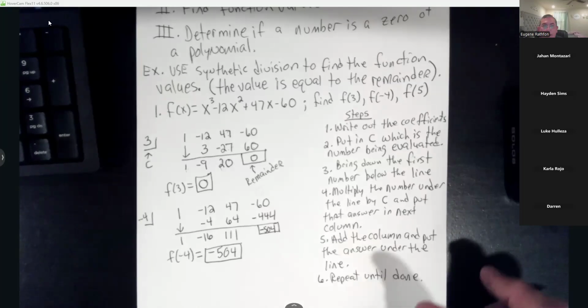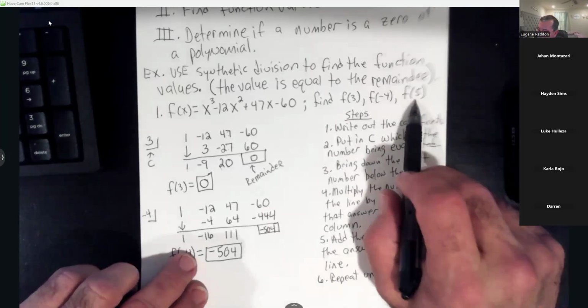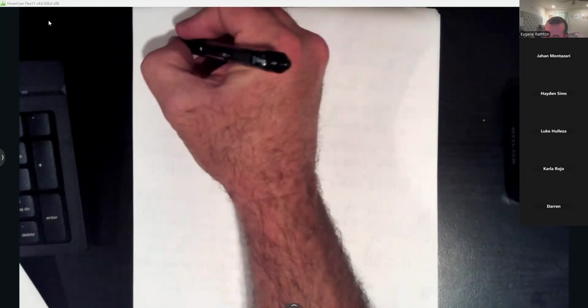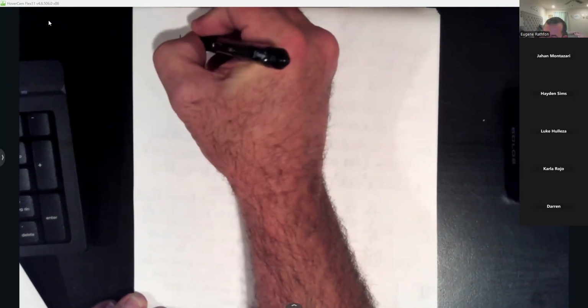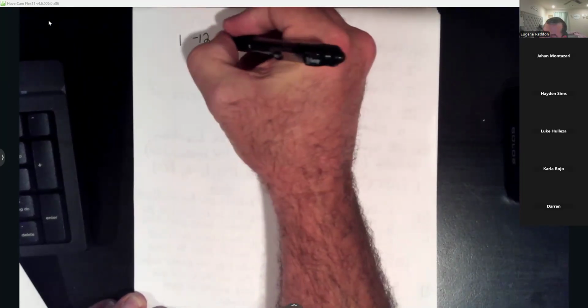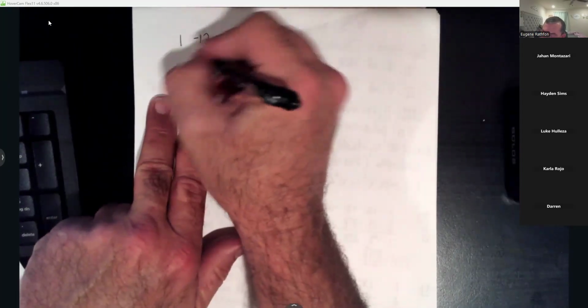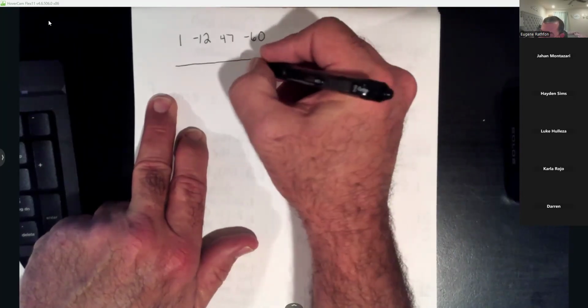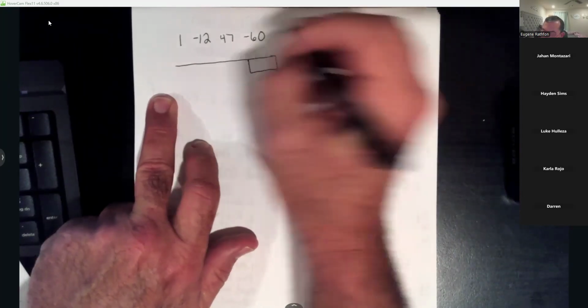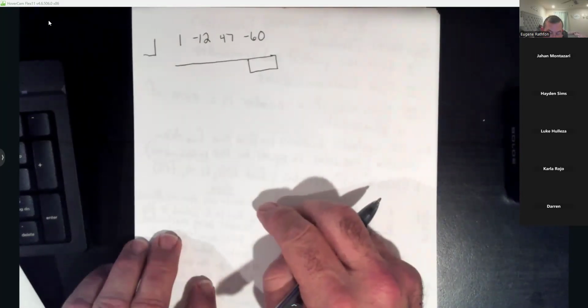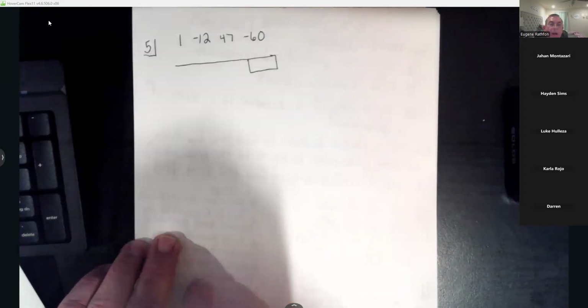All right, we have one more to go. So let me knock out what's next: f of 5. Let me move this back up. I'm finding f of 5. My numbers are still the same: 1, negative 12, 47, and negative 60. Leave a little space. I'm going to box under here for my remainder. This time the number we're evaluating is a positive 5.